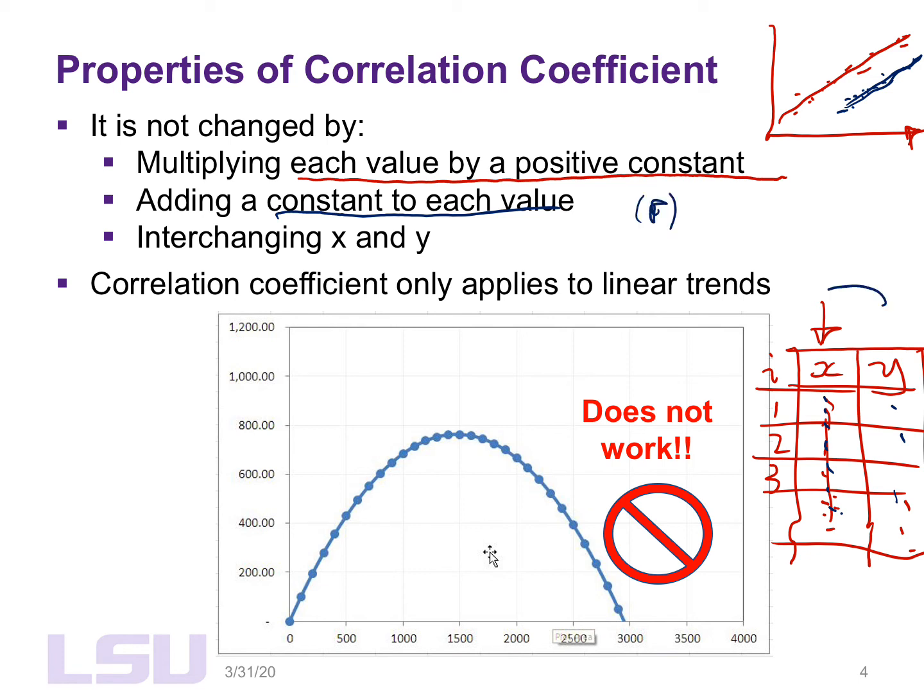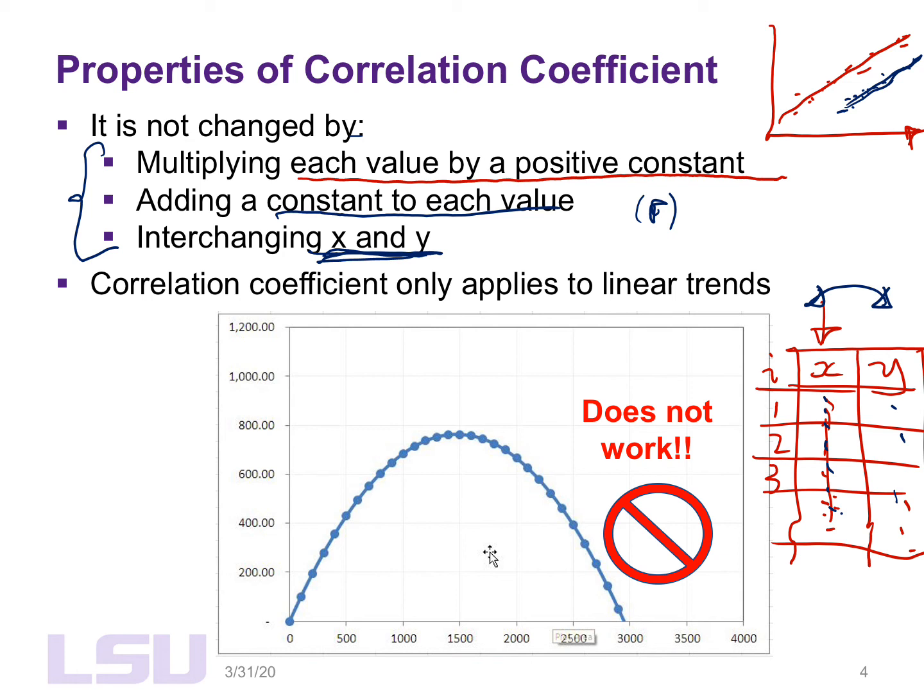What if you swap this? So x becomes y and y becomes x. Well, the correlation coefficient will also remain the same. So the correlation coefficient will not be changed if you multiply by a positive constant. If you add a positive or negative constant, any constant value, you add it or subtract from your x or y, the correlation coefficient doesn't change. If you interchange x and y, the correlation coefficient doesn't change. And this is important. I ask this a lot on the quizzes in the midterm and finals.